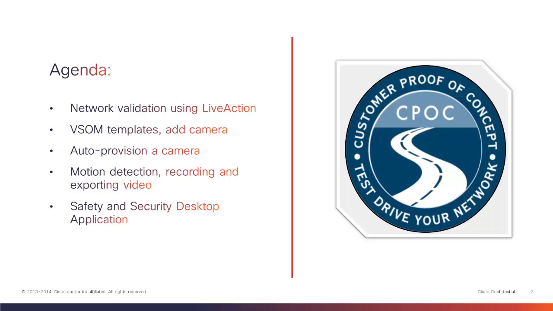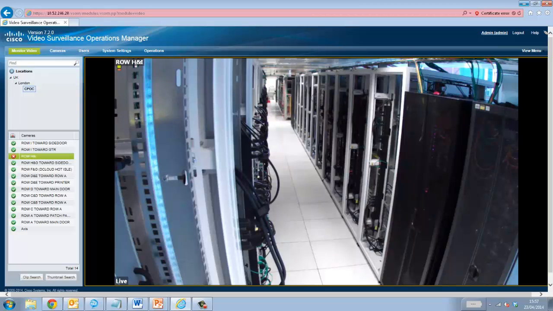Now let's talk a bit about the motion detection stage, actually recording video and then exporting it too. This test involves configuring a camera with an area to record on motion detection, and then exporting that video to a file which, for example, we can give to the police as proof that we have in our network. So let me go to the VSOM web interface.